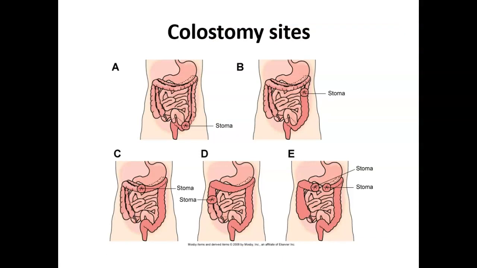Colostomy sites. Like I said, depending on where it is, in A, the stool that comes out is going to be hard, almost like a normal bowel movement, because it's gone all the way through the GI tract. So it can be anywhere. On B, it's in the descending colon. In C, it's in the transverse colon. In D, it's in the ascending colon. And in E, we have two openings.